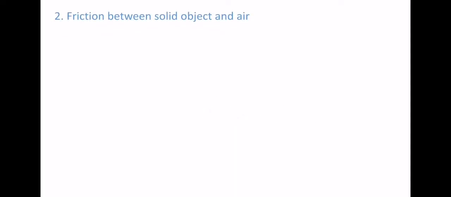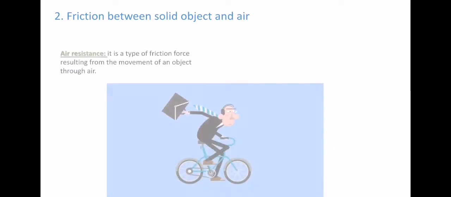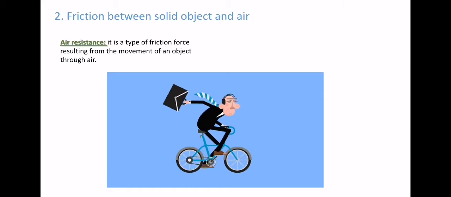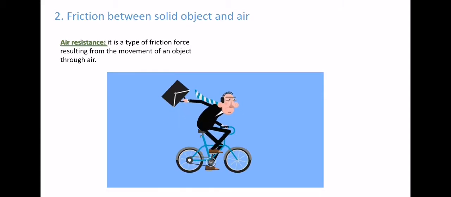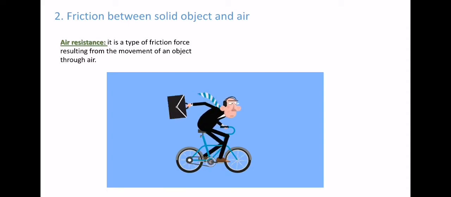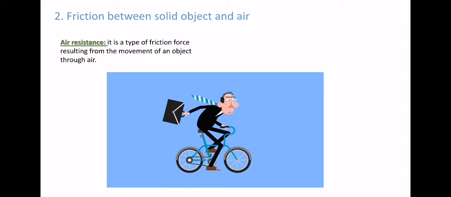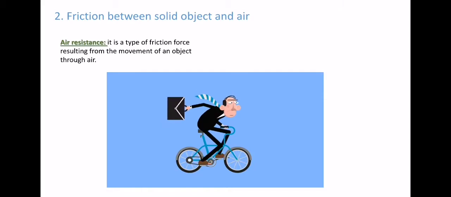Okay, the second type of friction is between a solid object and air. This type of friction is called air resistance. So what is air resistance? It's a type of friction force that results from the movement of an object through air. So it's called air resistance.